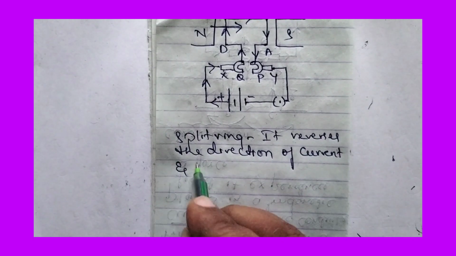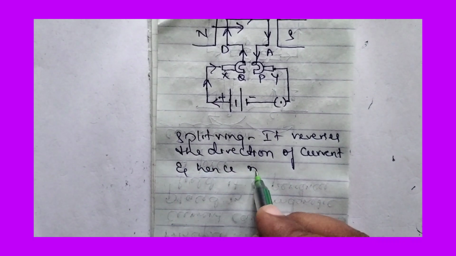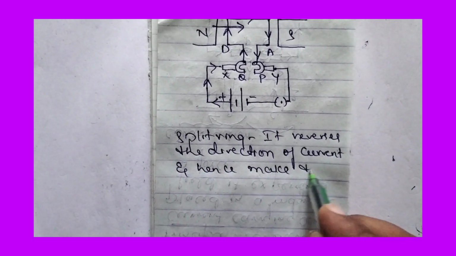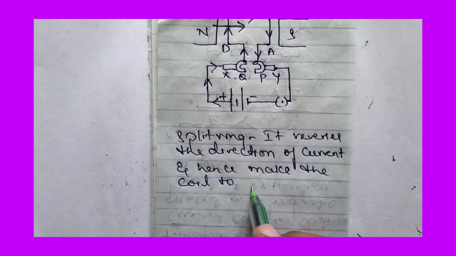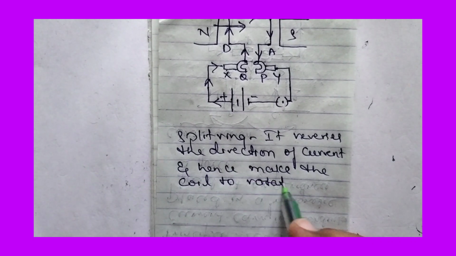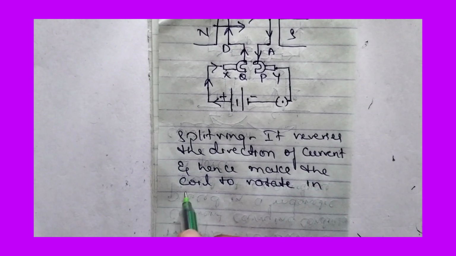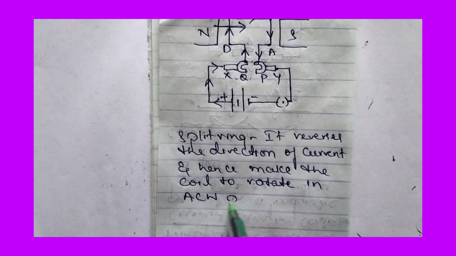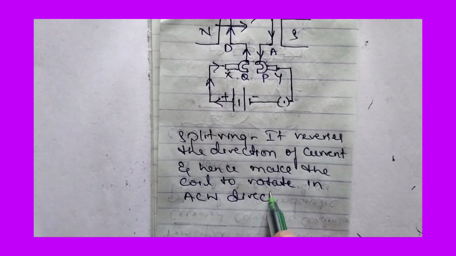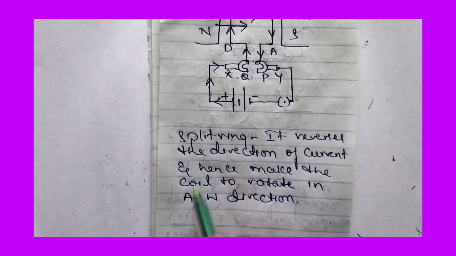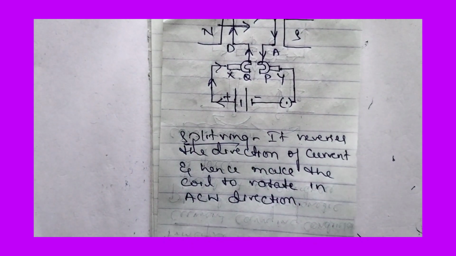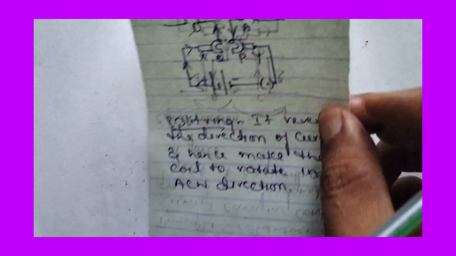and hence makes the coil or armature rotate in the anticlockwise direction, or it makes the coil rotate only in one direction. So this is the role of the split ring commutator. This is how the split ring commutator does its job.